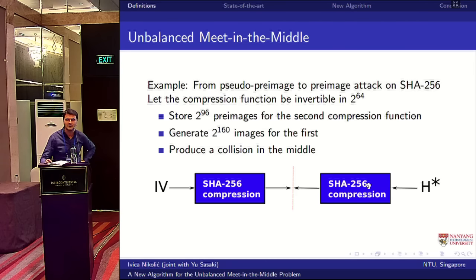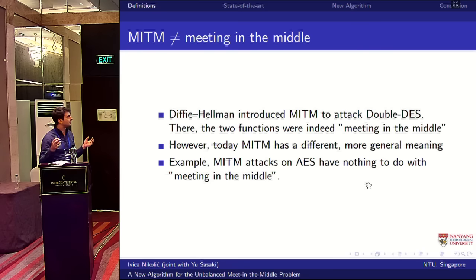Now, Diffie and Hellman introduced the meet-in-the-middle problem some 40 years ago, and they called it meet-in-the-middle. They introduced the problem for finding the keys of double DES. They call it meet-in-the-middle because there are indeed 2 encryptions with 2 independent keys meeting in the middle. However, today, when we talk about meet-in-the-middle, we have in mind some more general meaning.